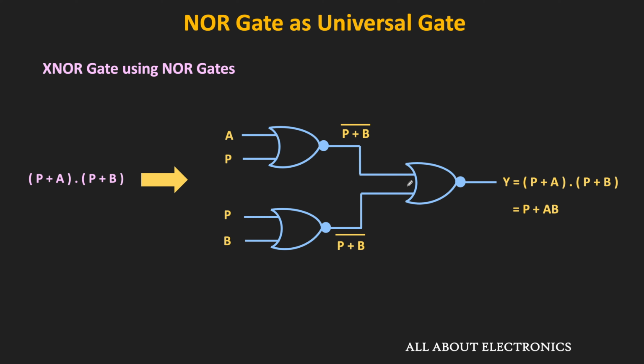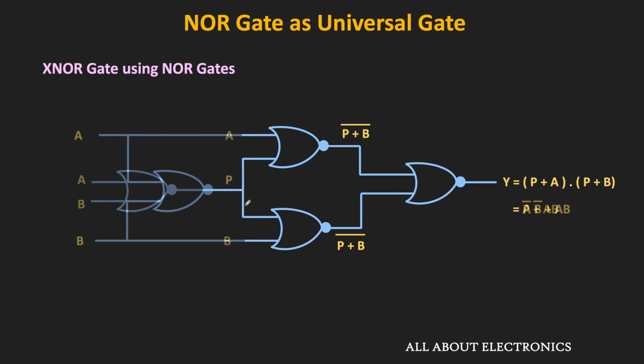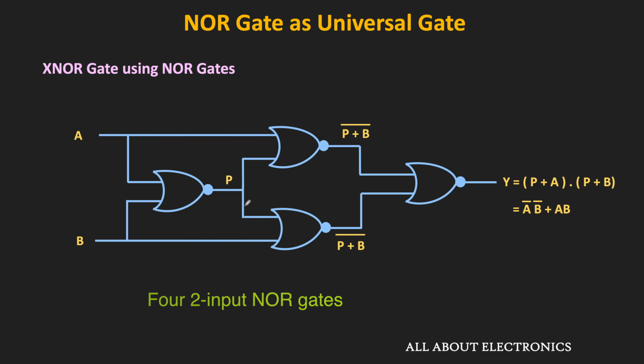So as you can see, in this way, we can implement this P plus A dot P plus B, where this P is equal to A bar dot B bar. Now this A bar dot B bar can be implemented using the 1 NOR gate. So now the output of this NOR gate will be one of the input to this gate number 2 and 3. So the same circuit can also be drawn like this. And further, if I just rearrange this circuit, then it can also be drawn like this. So as you can see, using the 4 NOR gates, we can implement this XNOR gate. Or in other words, to implement this XNOR gate, we require minimum 4 NOR gates.